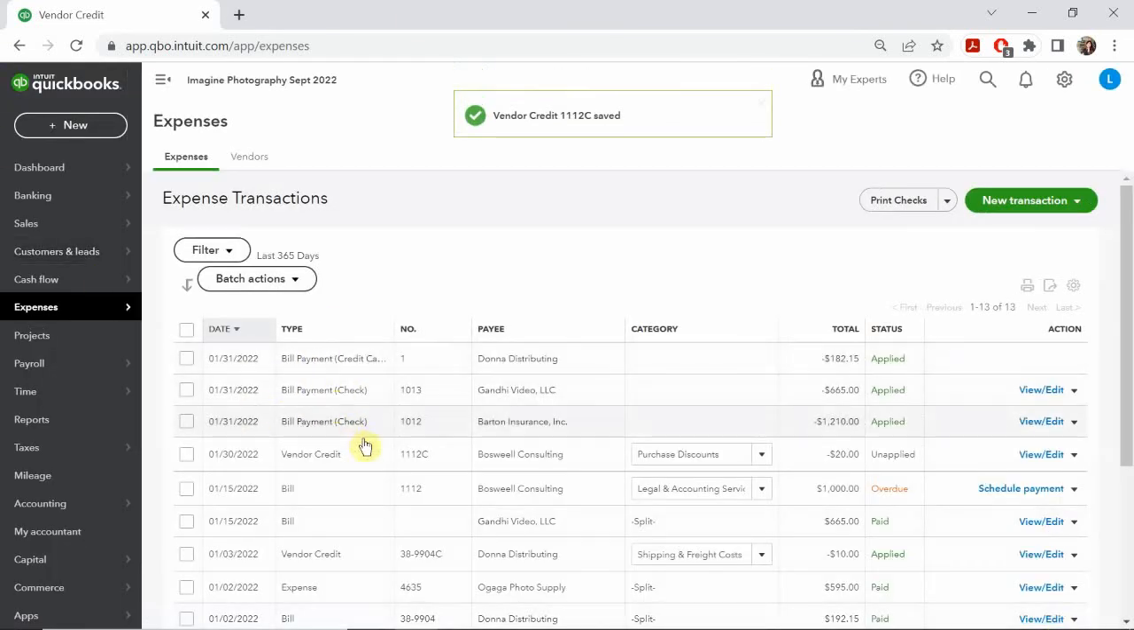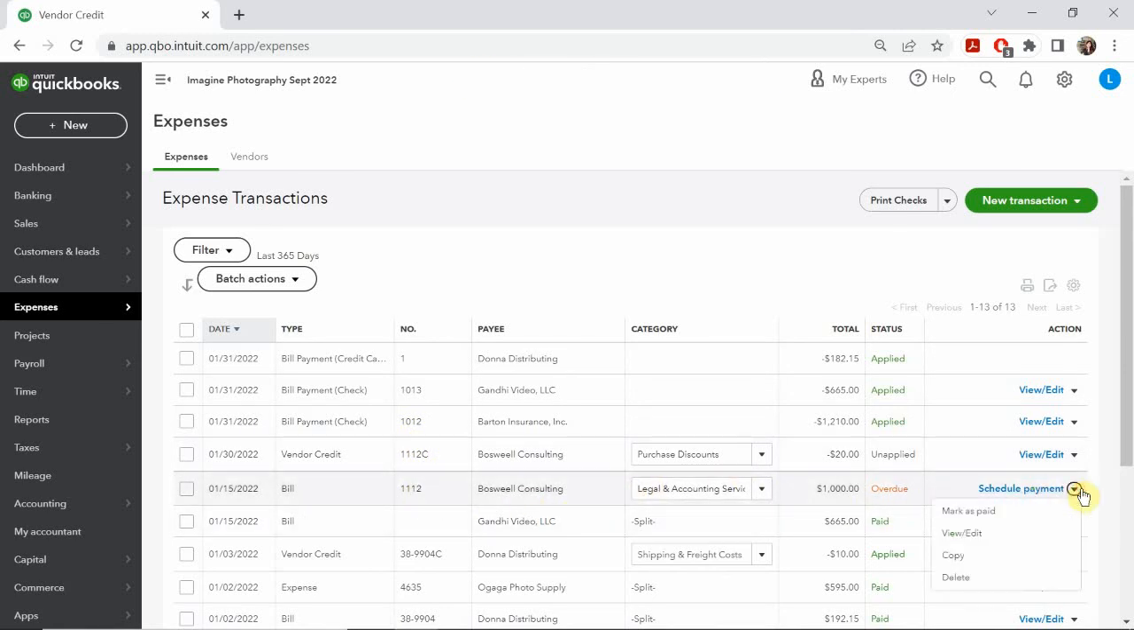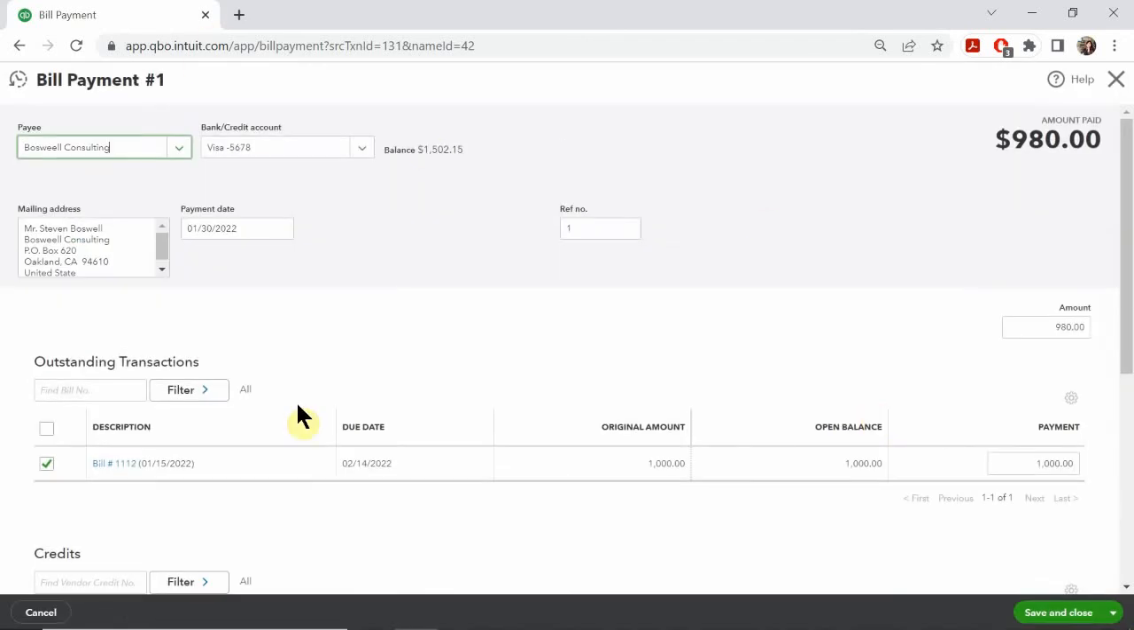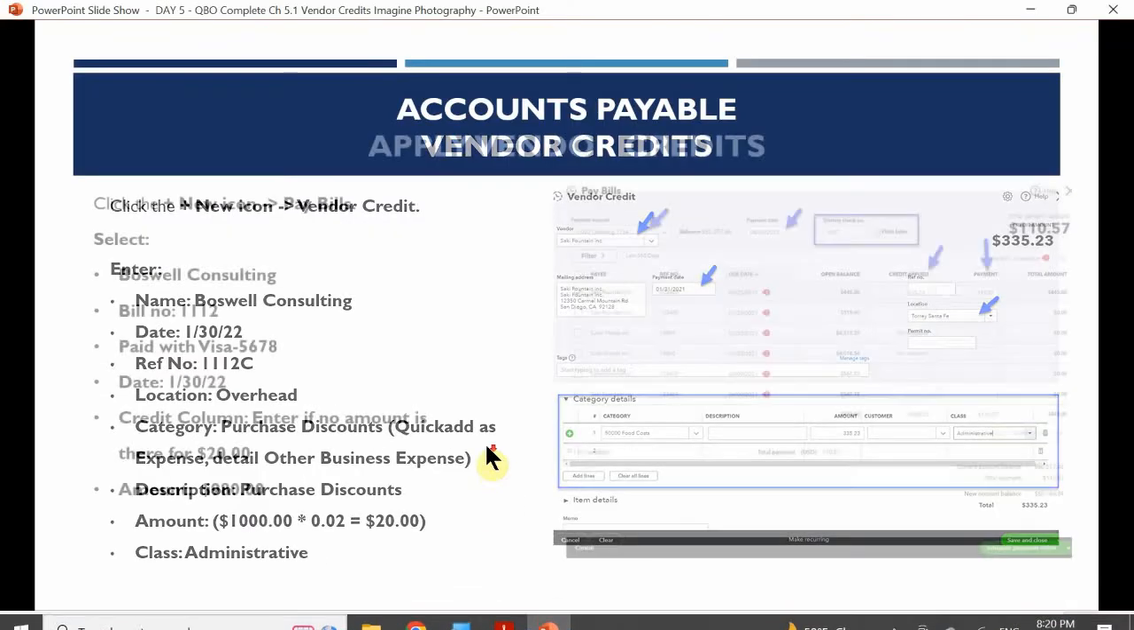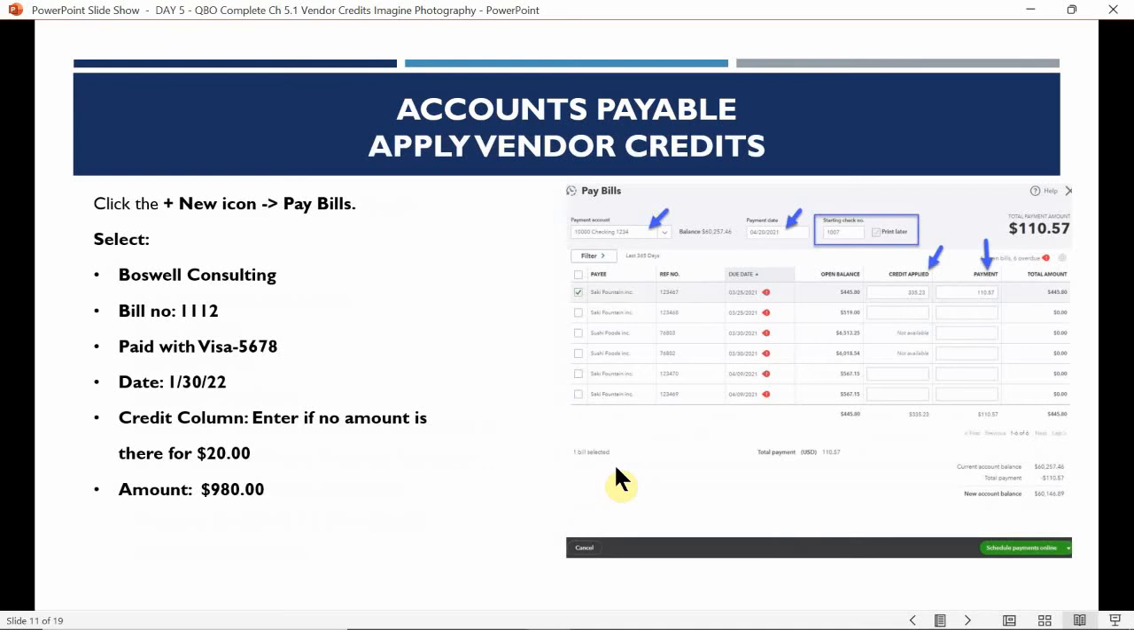And once again, I'm going to locate that bill 112. There you go. Here it is. And I'm going to click mark as paid. Okay, and now I'm going to pay my bill accordingly by applying the vendor credit. I'm going to make a payment using the credit card once again, Visa credit card 5678, to Boswell Consulting, as of the 30th, and I'm going to apply that credit, so therefore I only owe $980.